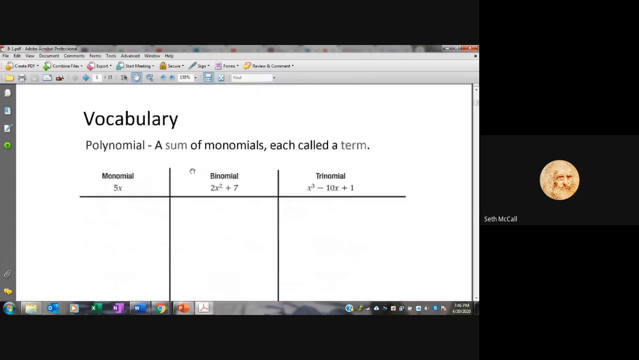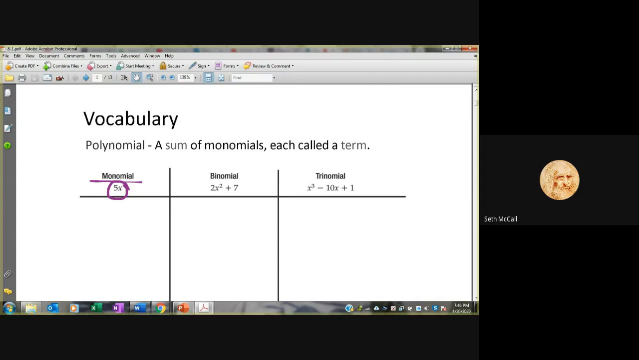So the first thing we need to do is talk a little bit about what a polynomial is and the way that we discuss things. The first one, as you can see there, is listed as a monomial. The reason why that's a monomial is there is only one term, 5x. Now, you might say that 5 and x are two different things there. But as long as there's multiplication or division separating numbers and variables, that's still considered one term.